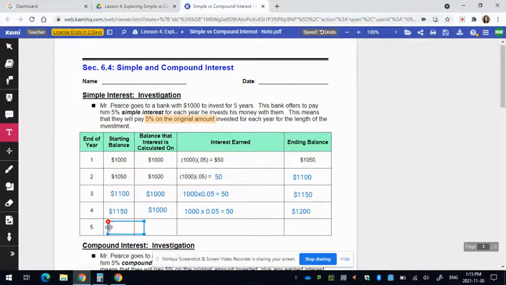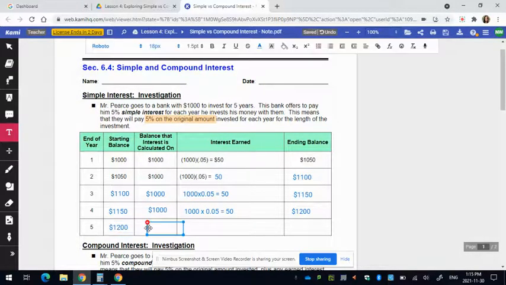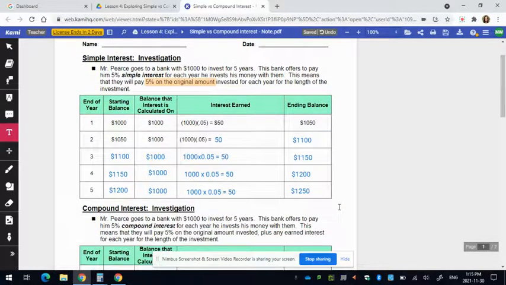It means in our final year, we're starting out with 1,200. And we're going to add our interest to that. 1,000 times 0.05, which is 50. So we'll end with 1,250. So at the end of his 5 years, this is what he has.